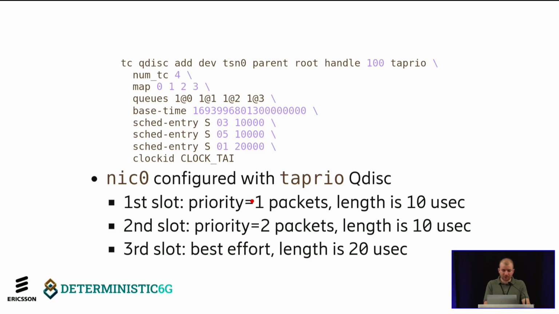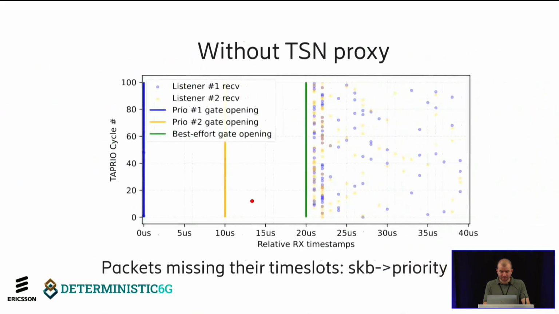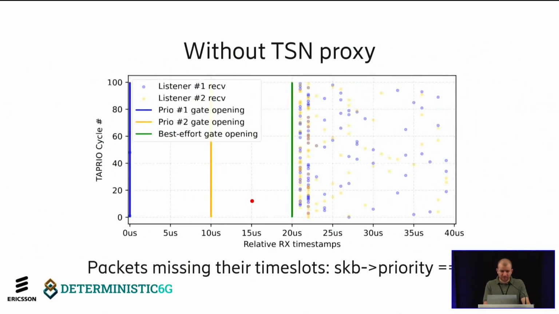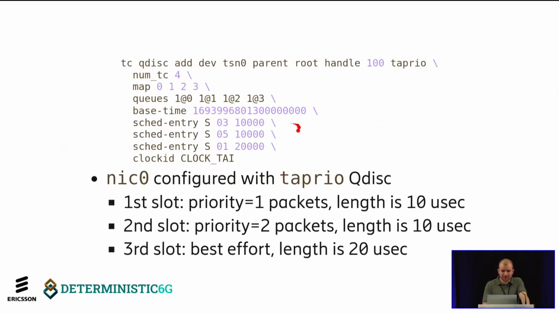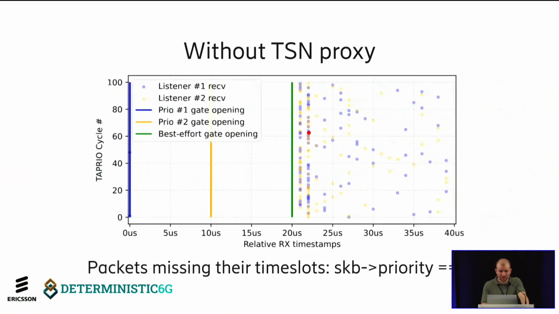So we have 3 slots here. For priority 1, 10 microseconds, for priority 2, 10 microseconds, and for best effort and the other traffic classes, 20 microseconds. And without the TSN proxy, if we take a look at the listeners, it looks like this. So there are the cycles, and these cycles are looping infinitely. So 10 microseconds, 10, 20, 10, 10, 20, 10, 10, 20. It's a loop.